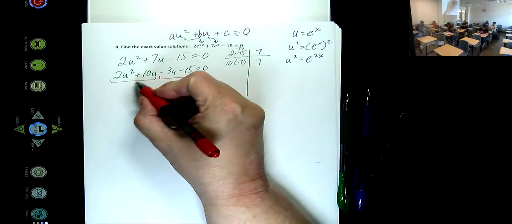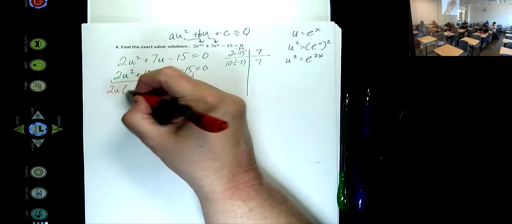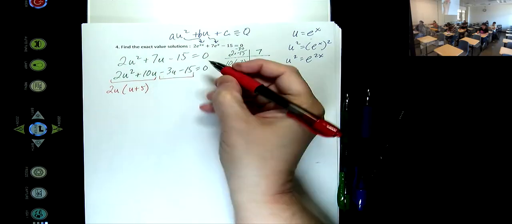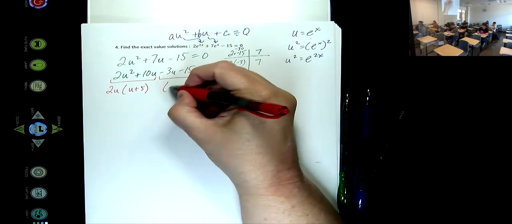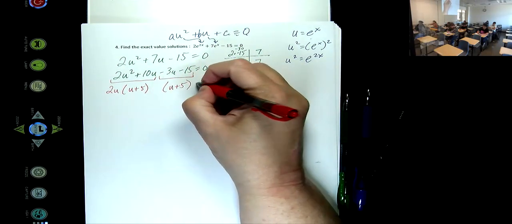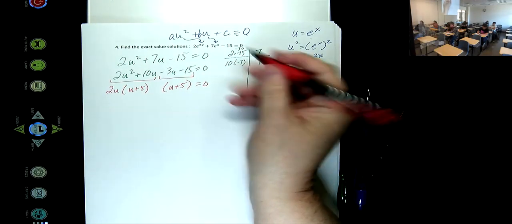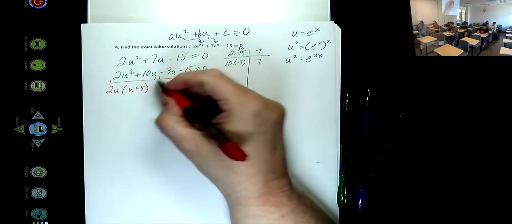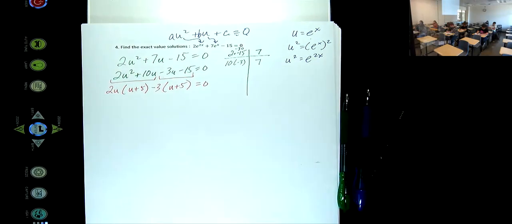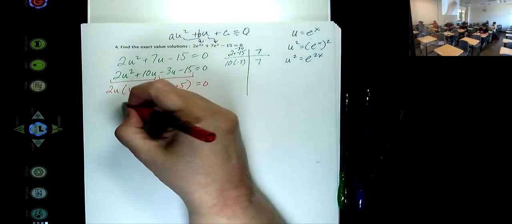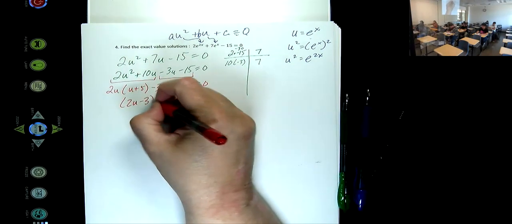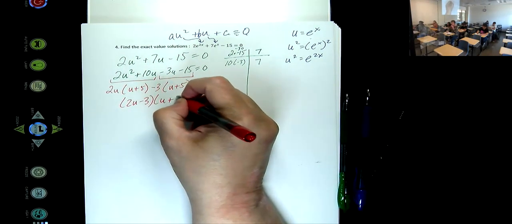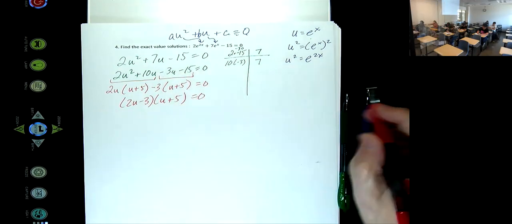So here I can factor out a 2u, and I'm left with u plus 5. I should have another u plus 5 over here to get it to work right. And to get that, I had to take out a negative 3. So when I finish doing that, I got 2u minus 3 times u plus 5 equals 0.